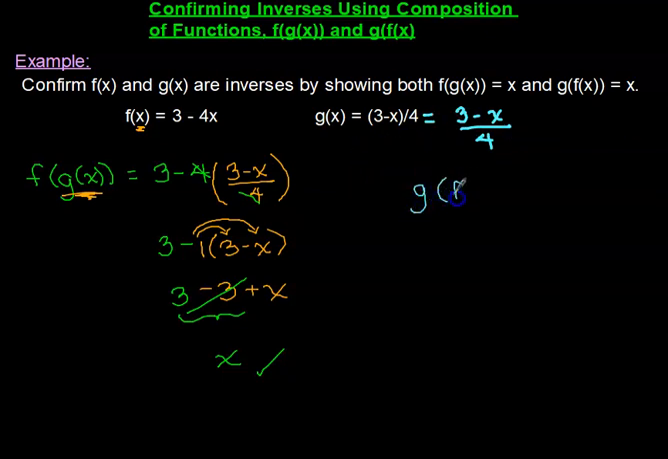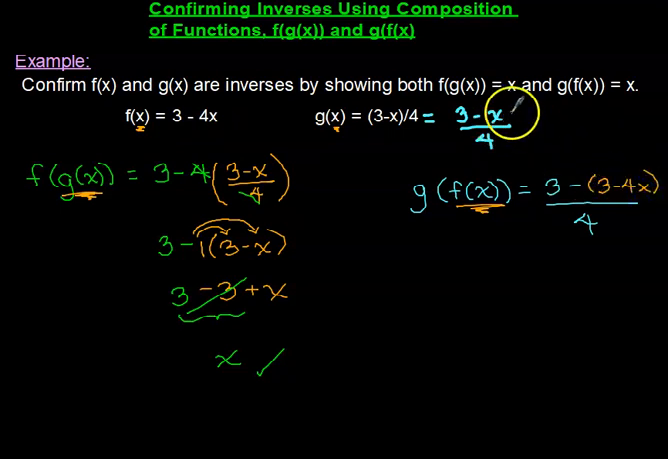So g of f of x means I'm going to take the g function, which is 3 minus x over 4, but instead of the x, I'm going to replace the x with f of x, which is this given function. So I'm going to write 3 minus, and then bring down the over 4, and I'm going to replace the x in g of x with whatever f of x is, which is 3 minus 4x. Again, make sure you replace it in parentheses. So the whole function is the same except for x.